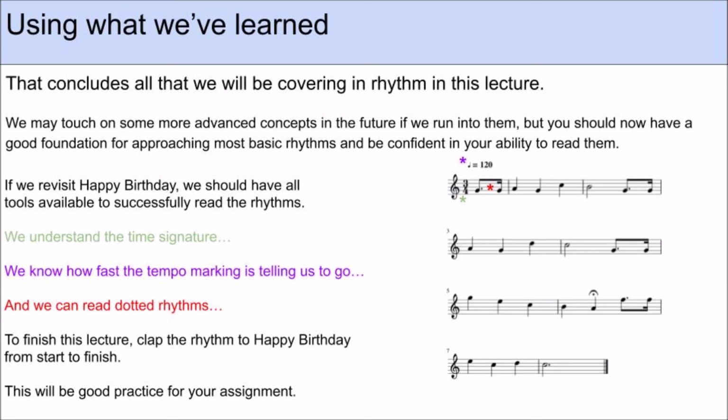And now you can read dotted rhythms, which is the very first thing you see in Happy Birthday. In fact, when you say the word happy in Happy Birthday, happy, you are doing a dotted rhythm. To finish this lecture, try clapping the rhythm to Happy Birthday from start to finish. But don't sing it. See if you can only perform the rhythm without the aid of you already knowing how the song goes. This will be good practice for your assignment.